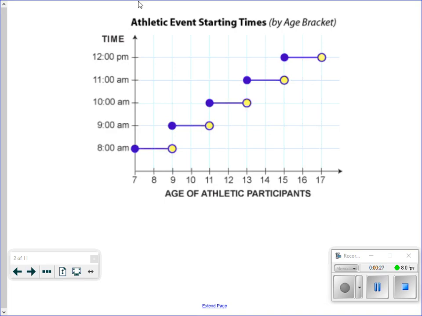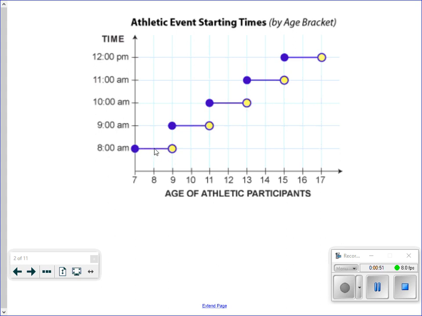Here's a step graph that looks like steps going right up, okay? And it shows something with athletic training times or starting times. Well, let's see what's happening here. We have the time listed on the left here, 8 a.m., 9 a.m., 10 a.m., 11 a.m., 12 p.m. At the very bottom, we have the age of athletic participants. So what this simply means is the age range, so it kind of shows a little range with it.